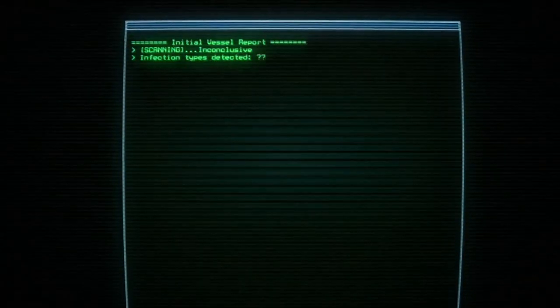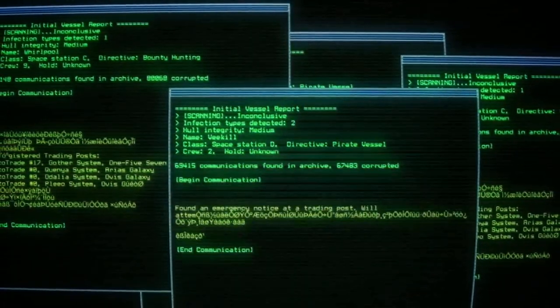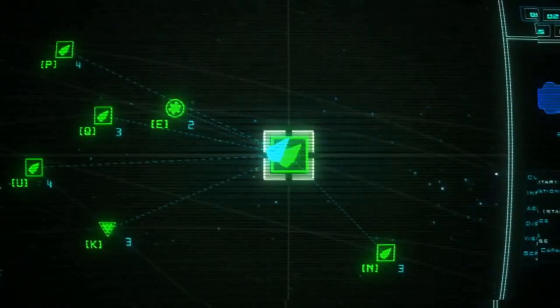I'm still trying to piece together what happened. Most of the ship's logs are corrupt. Those that aren't, aren't making much sense. Is anyone out there?